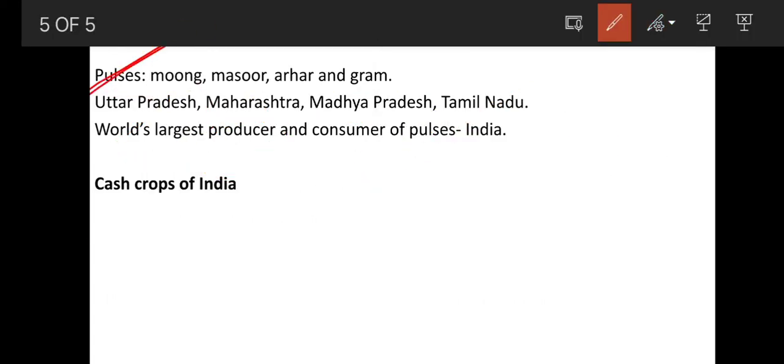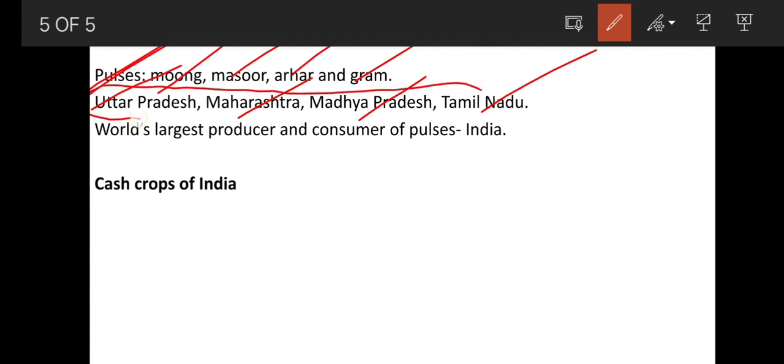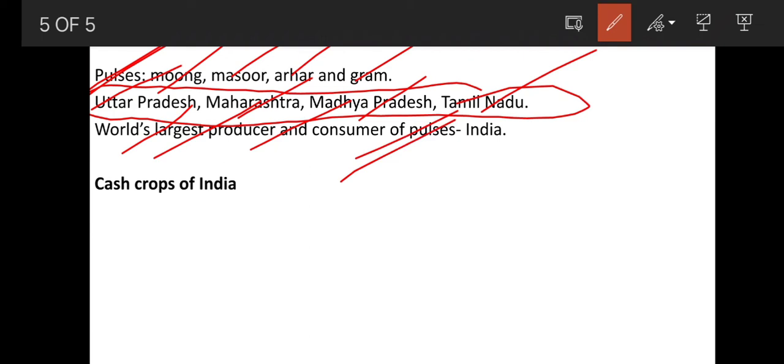Next, pulses. Some of the examples of pulses are moong, masoor, arhar, and gram. These are some of the examples of pulses. And pulses are grown in Uttar Pradesh, Maharashtra, Madhya Pradesh, Tamil Nadu. These are some of the pulse growing states. And India is the world's largest producer and consumer of pulses.